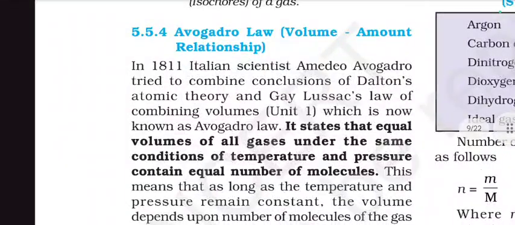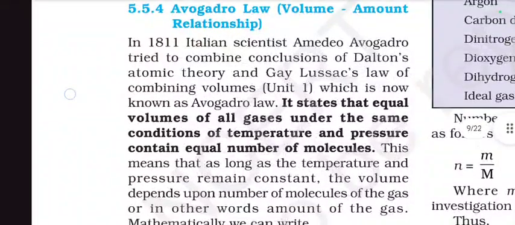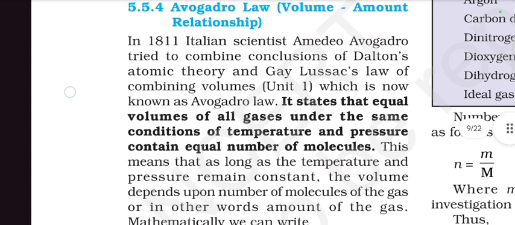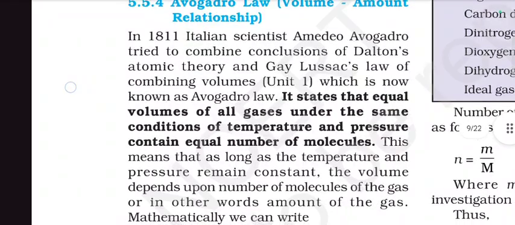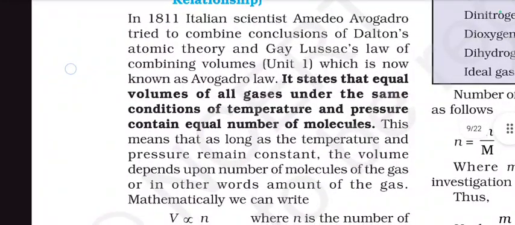Avogadro law, volume amount relationship. In 1811, Italian scientist Amedeo Avogadro tried to combine conclusions of Dalton's atomic theory and Gay-Lussac's law of combining volumes, Unit 1, which is now known as Avogadro law.